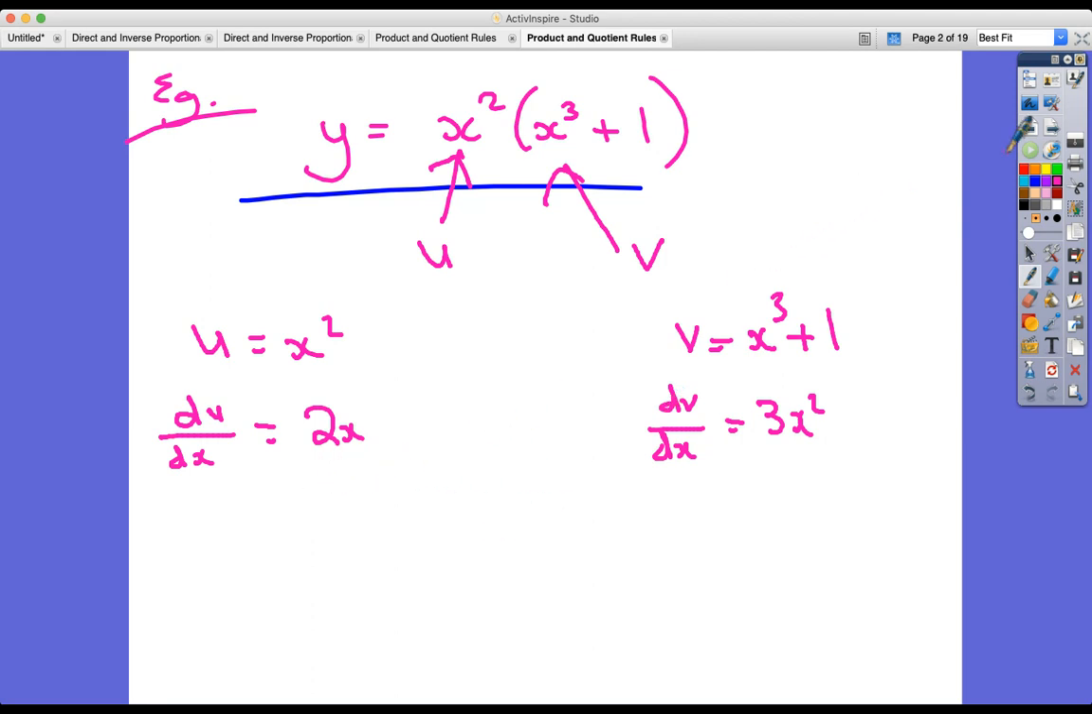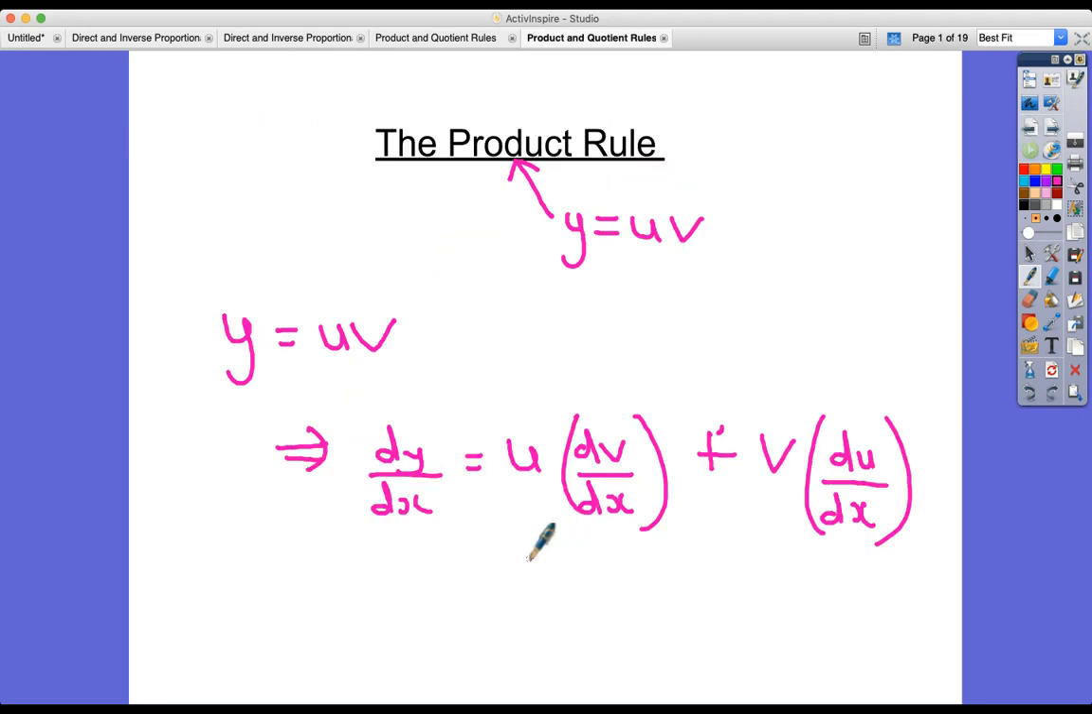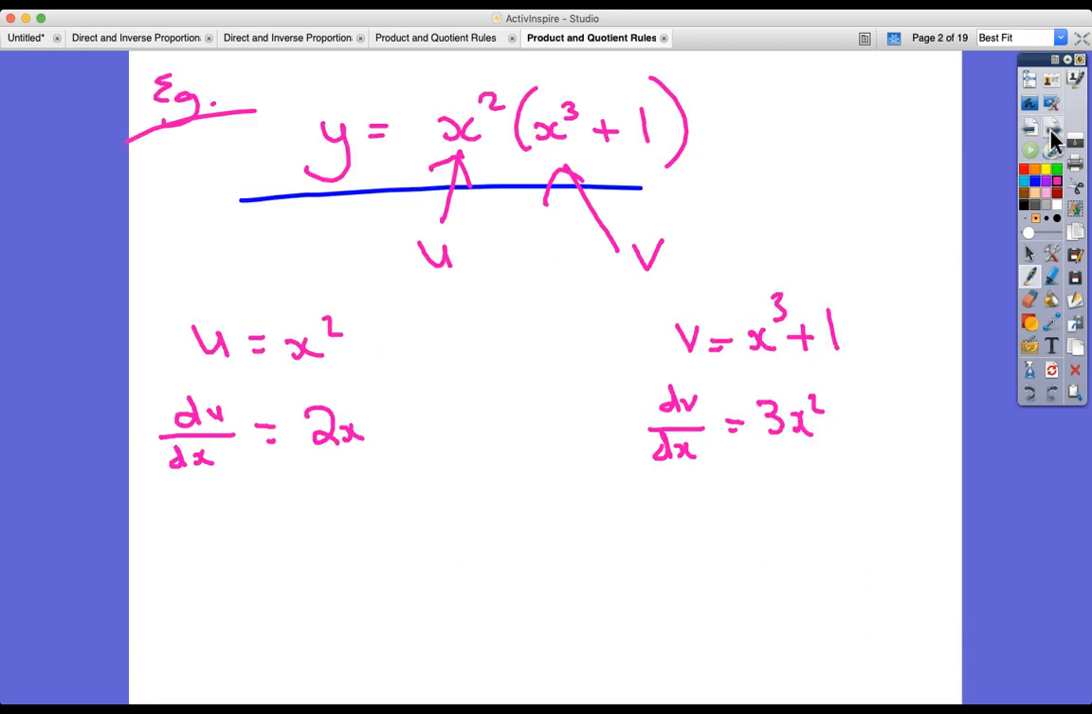Okay, so going back to this, I'm going to simplify it. It's actually uv dash plus vu dash. I do write that down because it's a lot quicker than writing all these dv by dx and du by dx. So uv dash plus vu dash is much more efficient. So dy by dx, the whole function differential, is equal to uv dash plus vu dash.